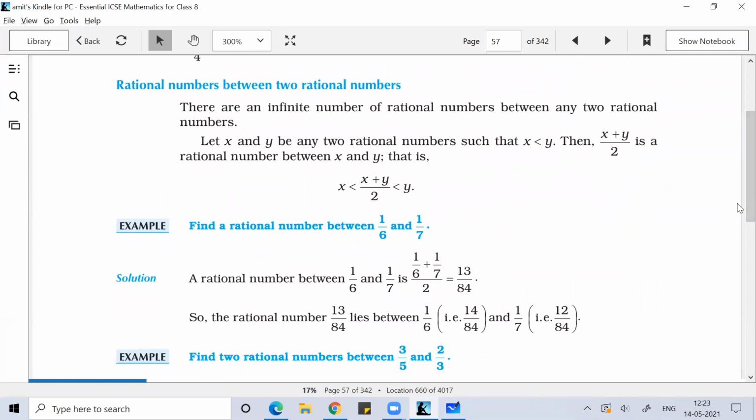Tell me the answer for this. Example: find a rational number between 3 by 5 and 2 by 3. Give me one minute. Using the rational number formula, the rational number will be 19 by 30.